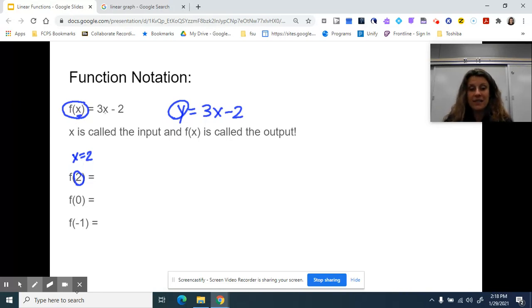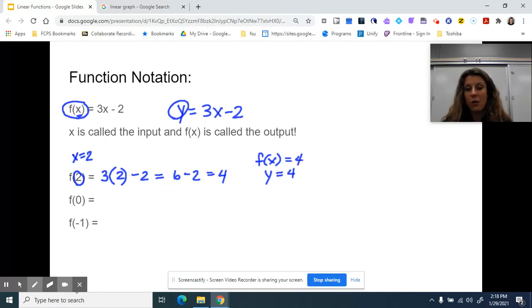So if x equals 2, we need to find the value of y. So we're going to plug the x value of 2 into this equation. So this would say 3 times the value of x, which is 2, minus 2. Okay, let's go ahead and evaluate. 3 times 2 is 6, minus 2, that gives me 4. So when x equals 2, y equals 4, right? We get the same result. We have the x value given, we want the y value out. Another way of saying this is f of x equals 4, right? F of x is the output, y is also called the output.